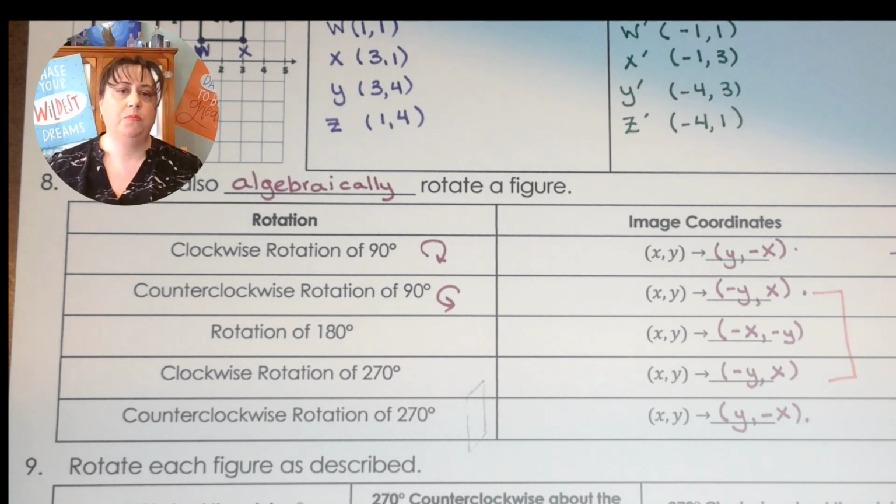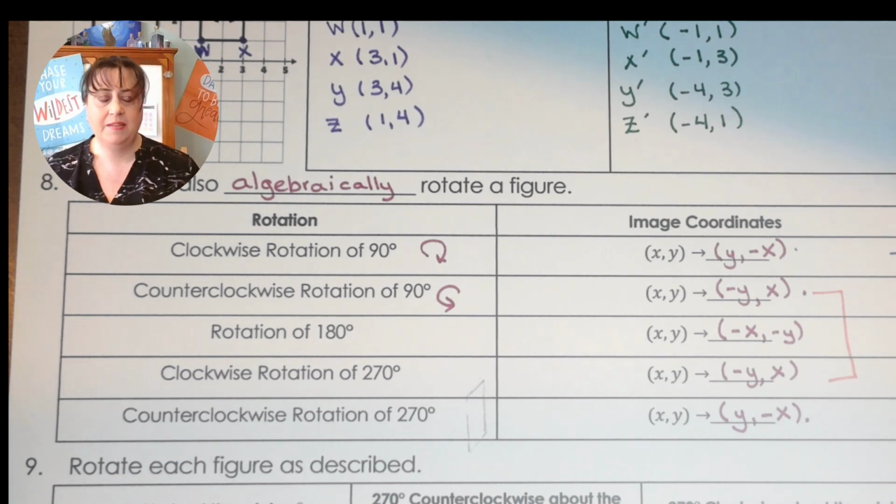I would like you to explain rotations to an adult, a sibling, a stuffed animal, a pet, somebody, at least one time before we meet again.